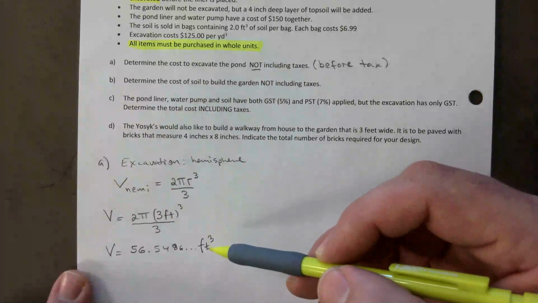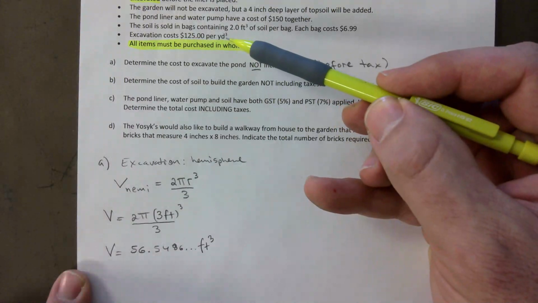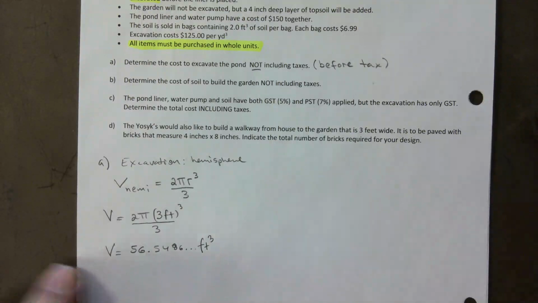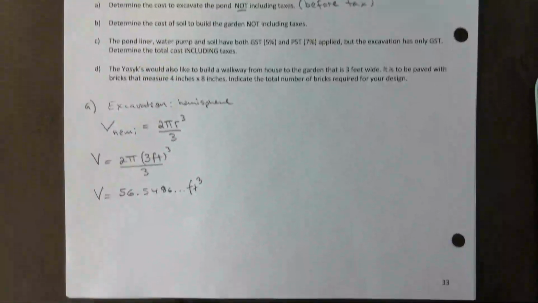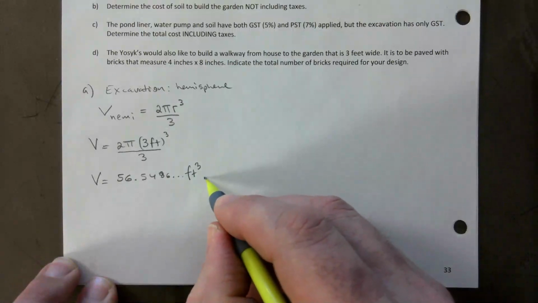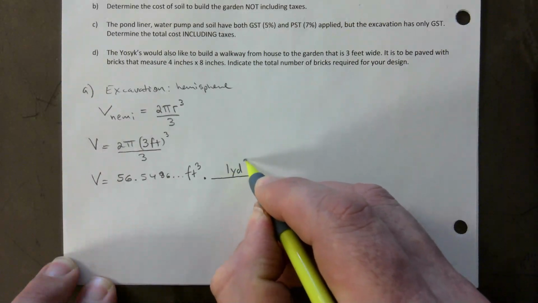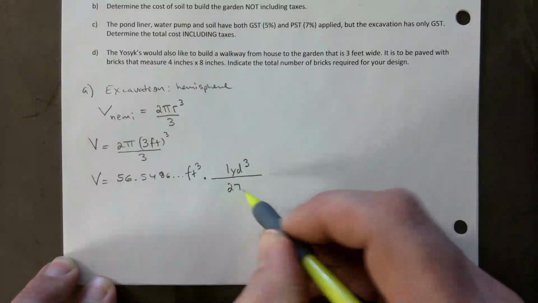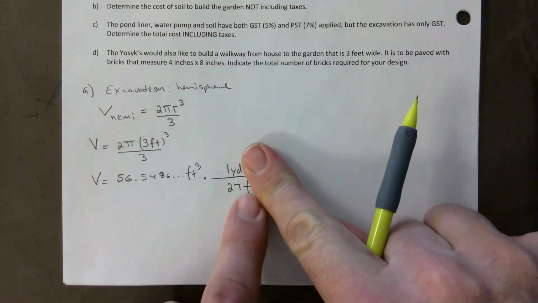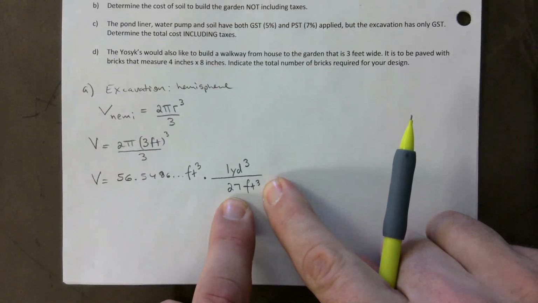What's the problem with this and the price for the excavation? It's in cubic yards. This is cubic feet. And this is a very classic conversion that you're going to need to have on your study sheet. What's the conversion to go from cubic feet to cubic yards? We know that 1 cubic yard has 27 cubic feet because it goes back to the point that 1 yard has 3 feet. So if you cube both of them, 3 cubed is 27. Okay?